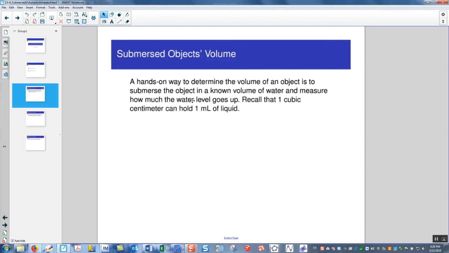So the first thing to think about is the submerged object's volume. One hands-on way to determine the volume of an object is to submerge the object in a known volume of water and measure how much the water level goes up. And just remember that 1 cubic centimeter can hold 1 milliliter of liquid. So a cc is the same thing as an ml. Let's take a look here and see how this works out in real life.